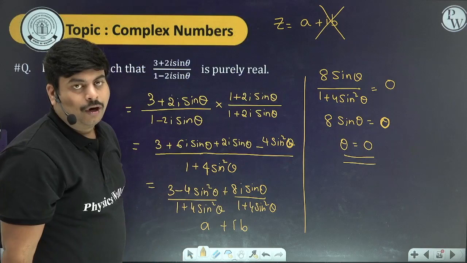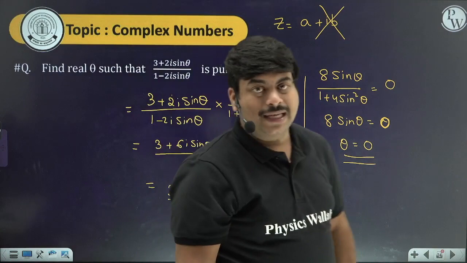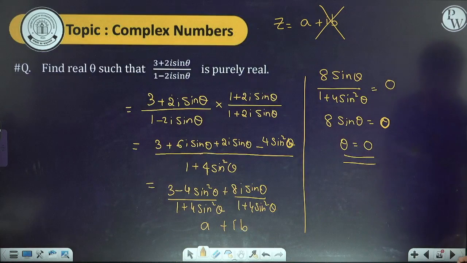Okay. You may ask me, sir, why are we doing all these? Instead, I can just say this becomes 0 and we are getting the answer. For this question, it worked, but not for all the questions. This is the method you need to follow. Okay, everyone. What next, people?